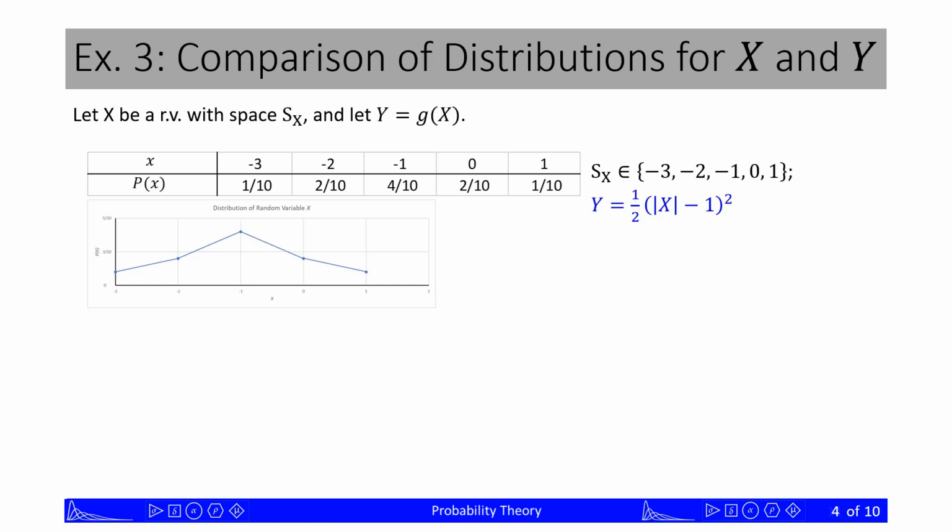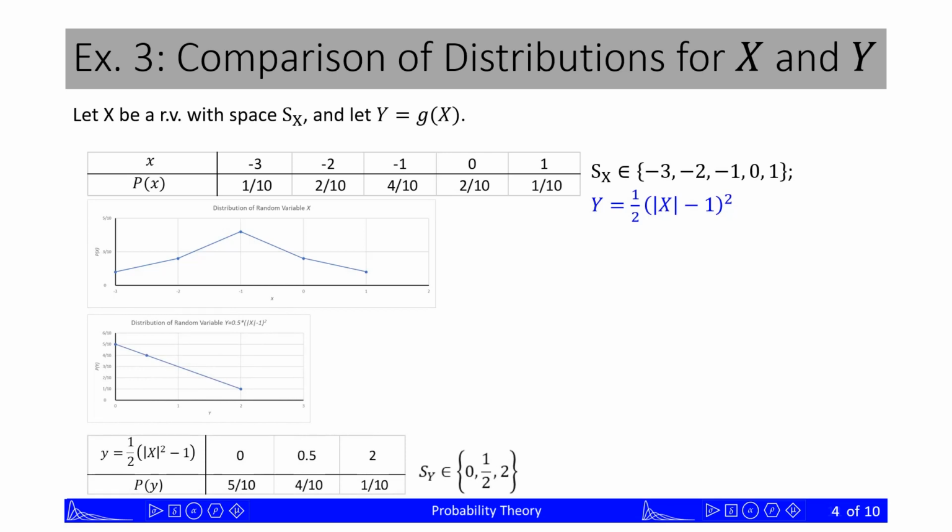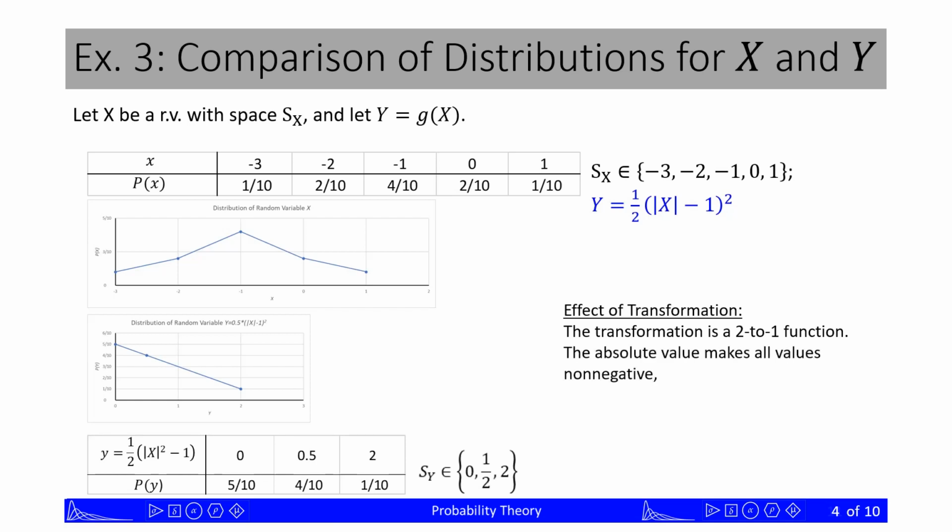We now graphically explore the effect of this transformation. We started with the unimodal distribution x that is symmetric about x equals -1. The distribution of y is a strictly decreasing function. The effect of the transformation is provided to the right. The transformation is a 2-to-1 function. The absolute value took the non-negative of x and had 1 subtracted from it. The square skewed the values to the right away from 0, except for x equals -1, which went to 0.